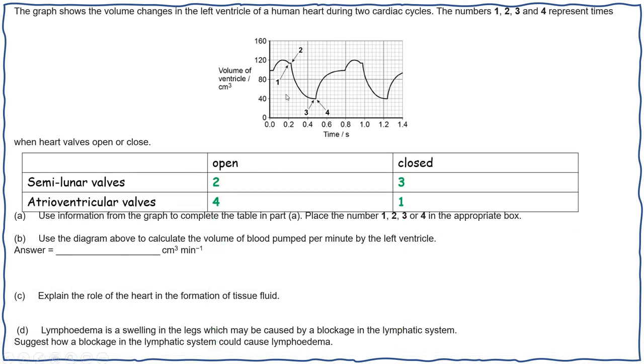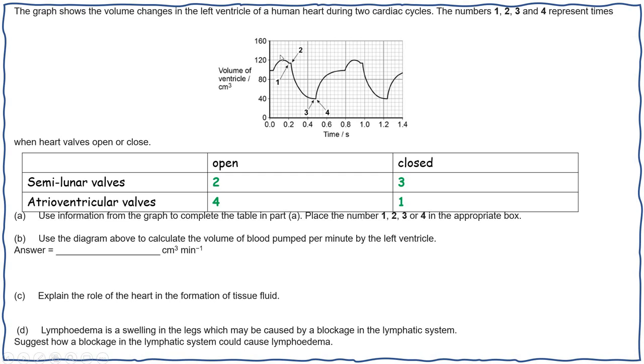So, at 1 and 2, so first of all, 1, this is where the ventricle must have contracted. So the AV valves at 1 are going to be closed because the ventricle is contracting. And once it reaches a high enough pressure in the ventricle, the semilunar valves are forced open. So at 1, the AV valves are closed. At 2, the semilunar valves are open.